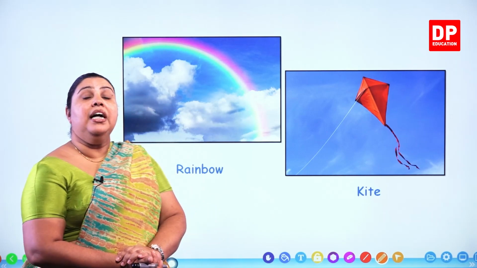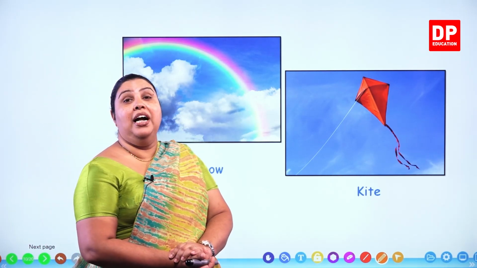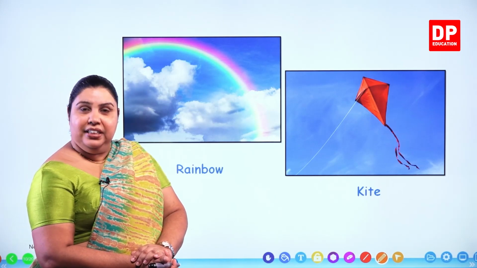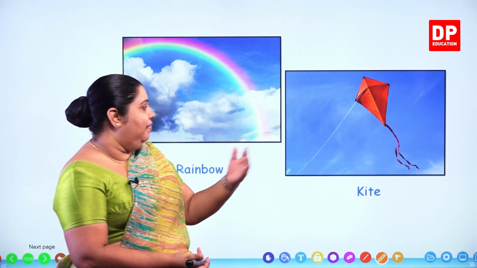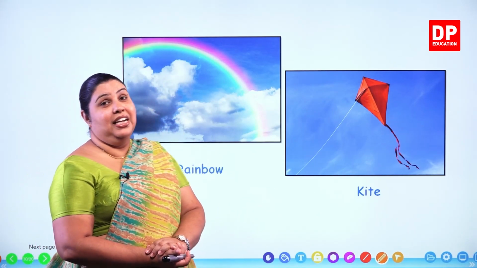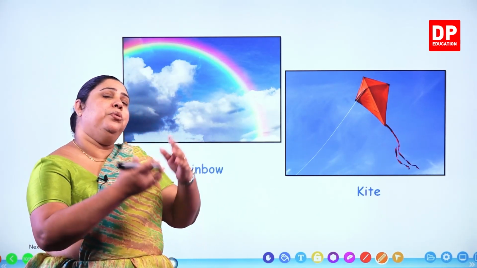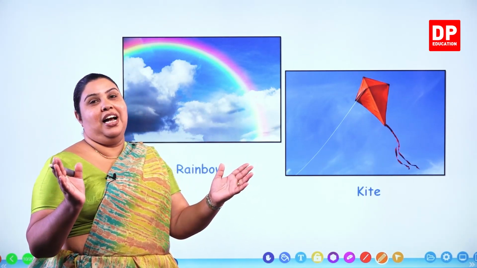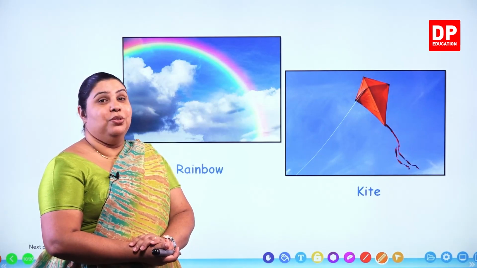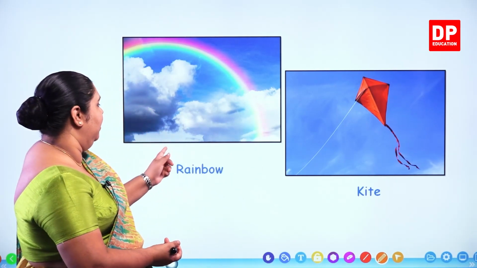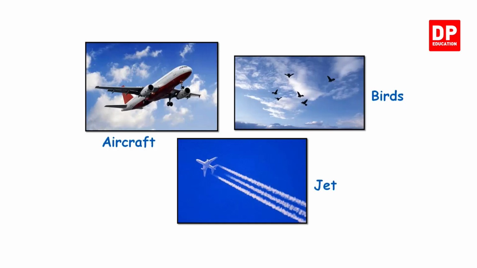Kite. Kites float in the sky at what time, dear? In the daytime, right? We fly kites beautifully during the day. The beautiful, colorful kites all around the sky during the daytime. So the day sky is also very beautiful, right? So we see the rainbow and the kite.